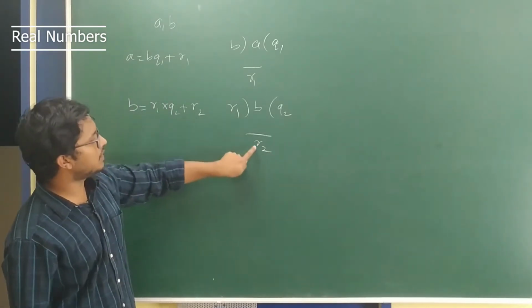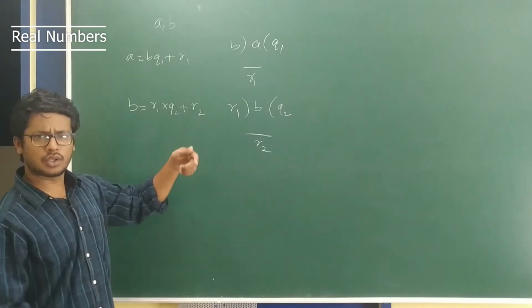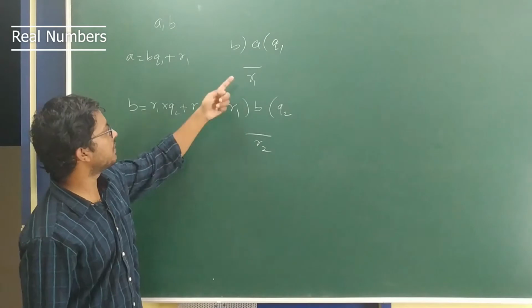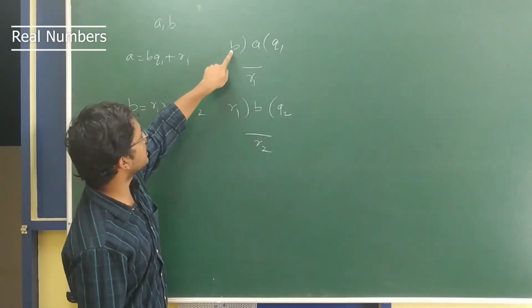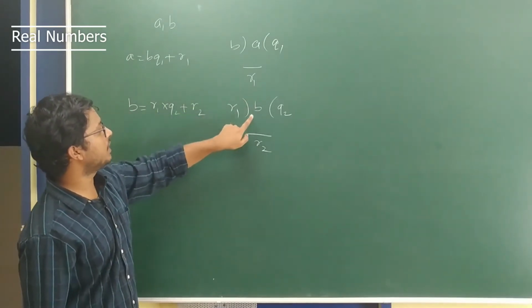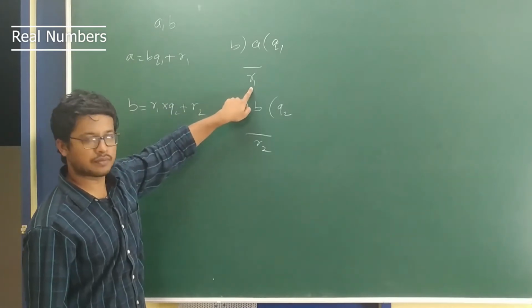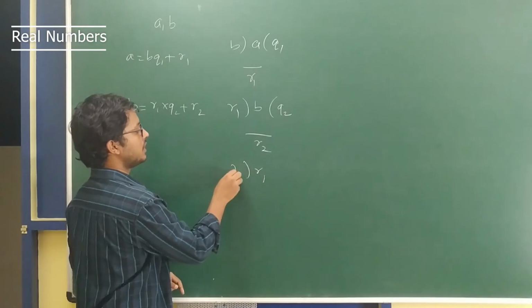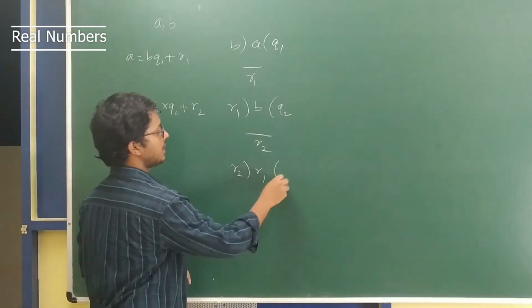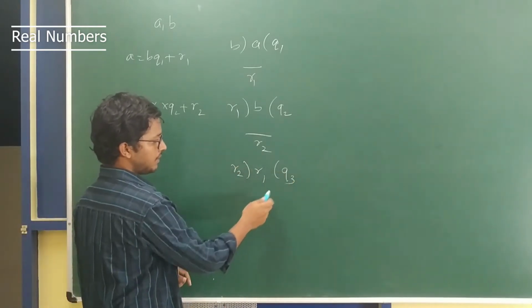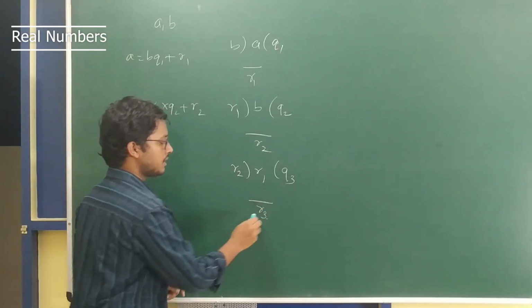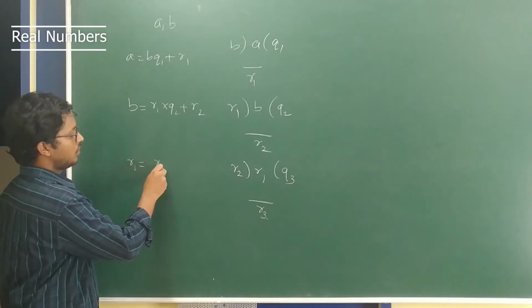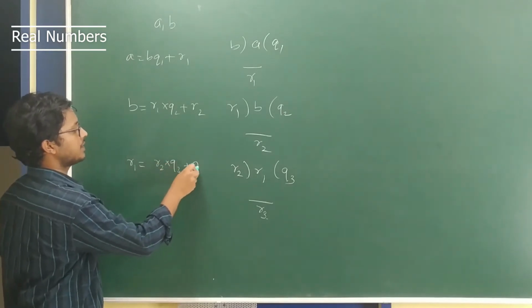Now express r1 in terms of r2. Now again, you see what we are taking here. We are taking the previous divisor and the remainder. So here also we took the same thing, previous divisor and the remainder. So we express the previous divisor in terms of this remainder. Next again, previous divisor you express in terms of this remainder. Let's say we'll get some q3 and the remainder, let's say it is r3. Now r1 can be written as r2 times q3 plus r3.